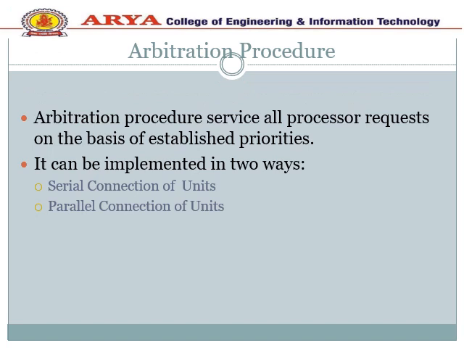Arbitration procedure. What is the procedure? The arbitration procedure serves all processor requests on the basis of established priorities. It can be implemented in two ways: serial connection of units and parallel connection of units.